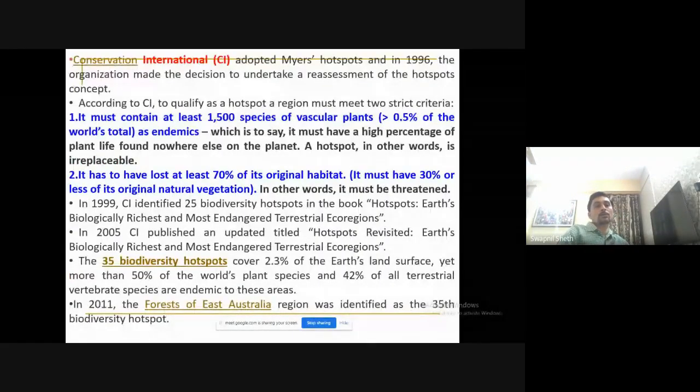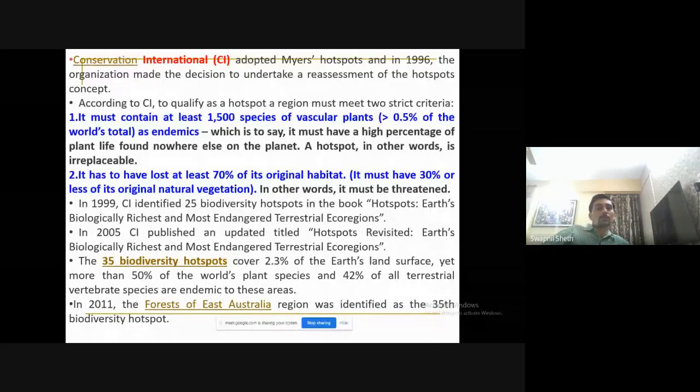Conservation International, that is CI, adopted Myers' hotspots in 1996. So it was finally given a fixed shape as far as research aspects are concerned. According to CI, to qualify an area, landform, or ecosystem as a hotspot, a region must satisfy 2 criteria. It must contain at least 1,500 species of vascular plants, which is more than 0.5% of the world's total, and endemics, which is to say it must have a high percentage of plant life found nowhere else on the planet.